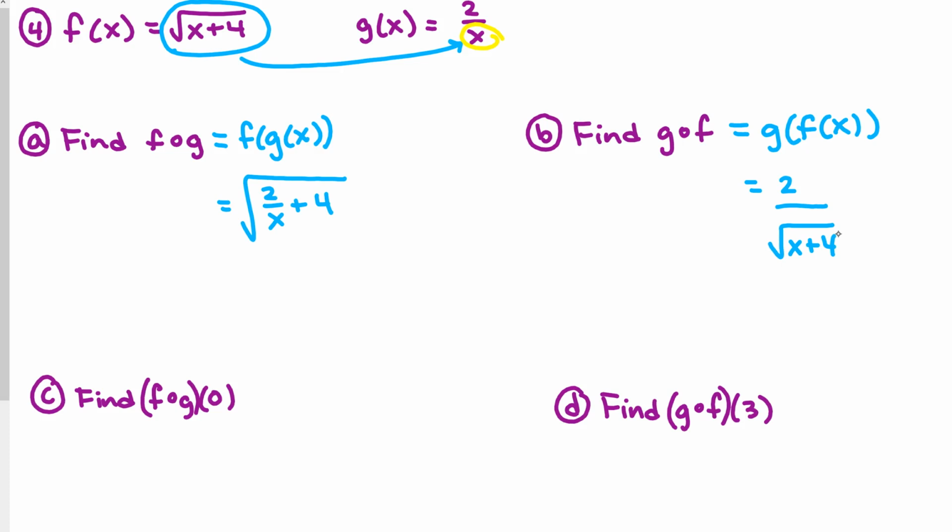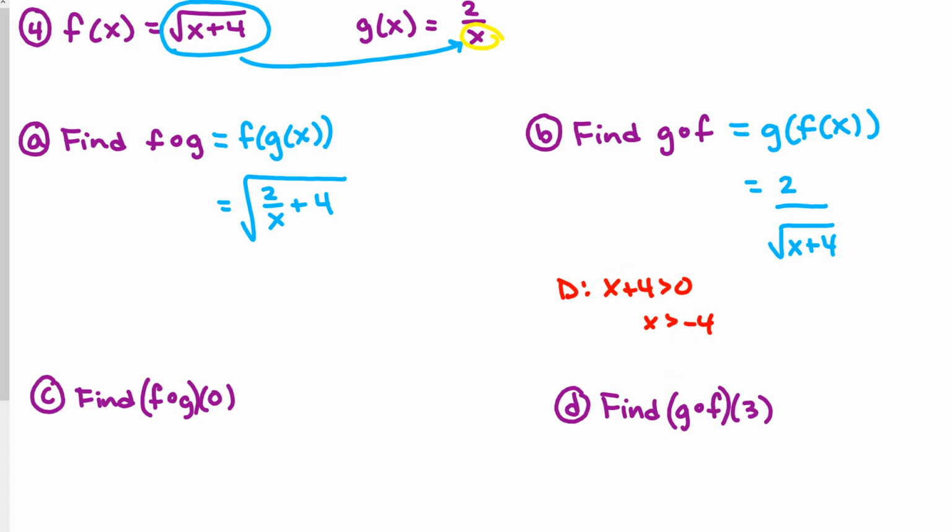Of course, we could be asked to find the domain of that. So just for fun, let's think about that. We know we can't have a 0 in the denominator, and we know we can't have a negative inside the radical. So x plus 4 has to be greater than 0. So x is greater than negative 4 would be the domain. Okay, let's go back on track.